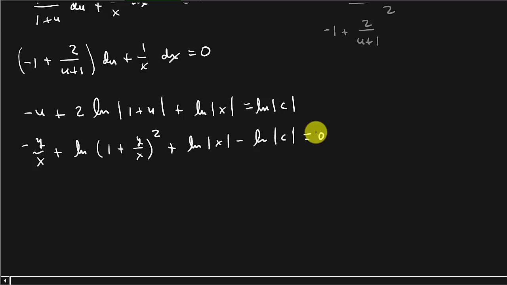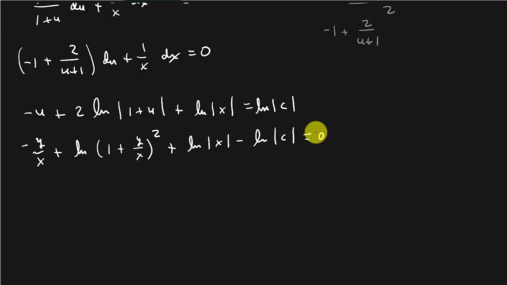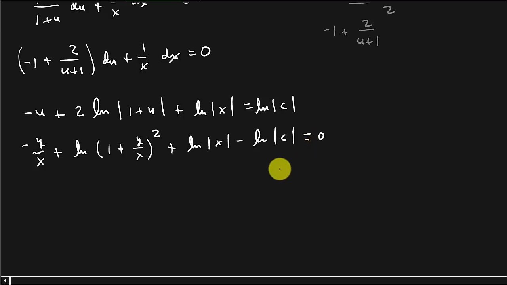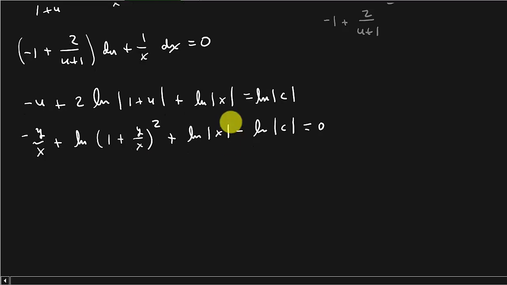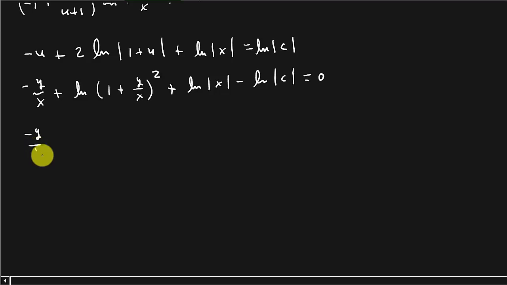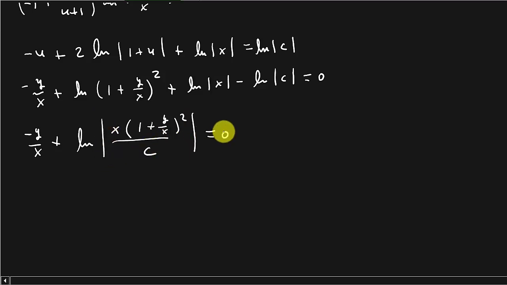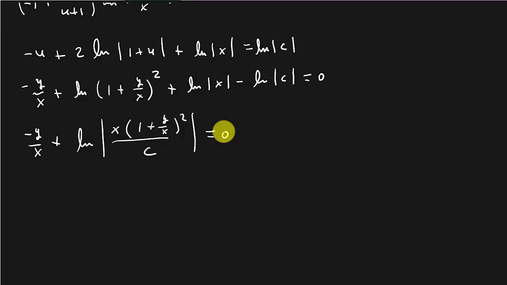What I did there is I just moved everything over to one side. And now I can rewrite this as negative y over x plus the natural log of x times 1 plus y over x squared, over c, equals 0. I'm just using my logarithmic properties to combine it as a single log.